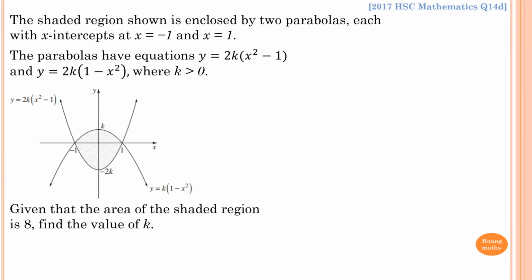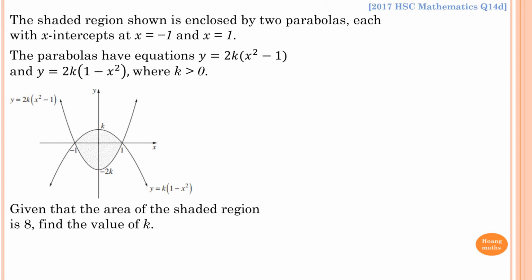The shaded region shown is enclosed by two parabolas, each with x-intercepts at x equal -1 and x equal 1. The parabolas have equations y equal 2k open bracket x squared minus 1 close bracket and y equal k open bracket 1 minus x squared close bracket, where k is greater than 0. Given that the area of the shaded region is 8, find the value of k.